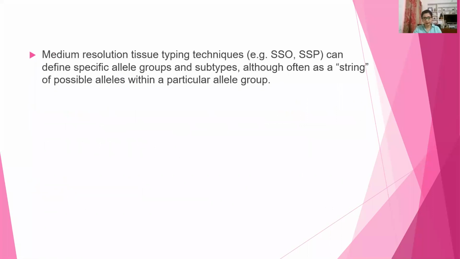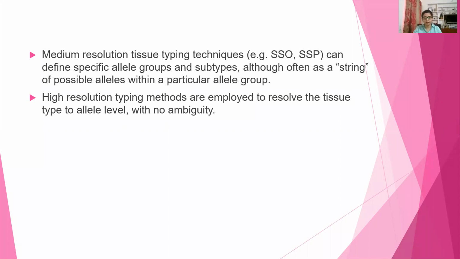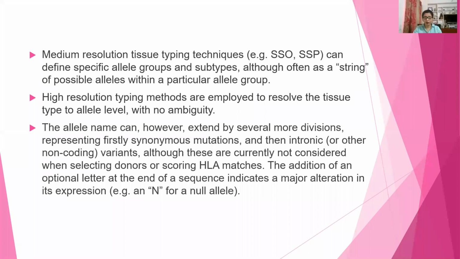So medium resolution tissue typing techniques like SSO or SSP can define the specific allele groups and subtypes, although often as a string of possible alleles within a particular allele group. High resolution typing methods are employed to resolve the tissue type to allele label with no ambiguity. The allele name can, however, extend by several more divisions representing firstly synonymous mutations and then intronic or other non-coding variants, although these are currently not considered when selecting the donors or scoring HLA matching. The addition of an optional letter at the end of sequence indicates a major alteration in its expression. Example N for null allele.